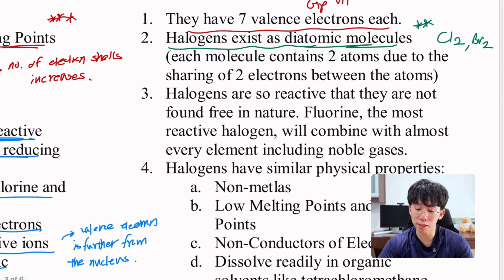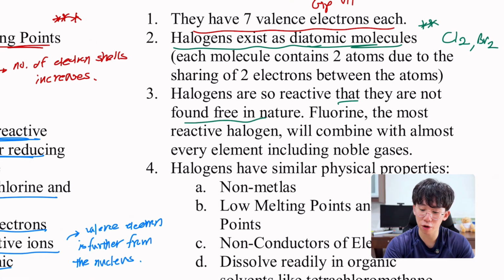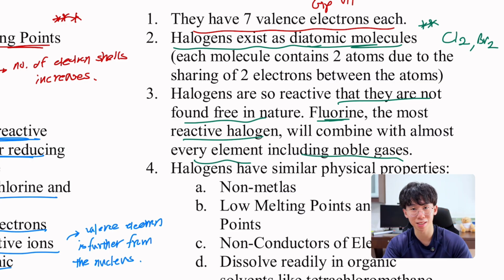Your halogens are also so reactive that they are not found free in nature, right? Generally, fluorine, as the most reactive halogen, will combine with almost every element, including noble gases. So for example, hydrogen can easily react with fluorine to give hydrogen fluoride.